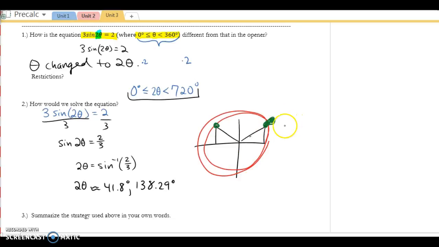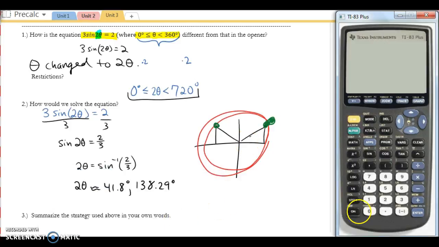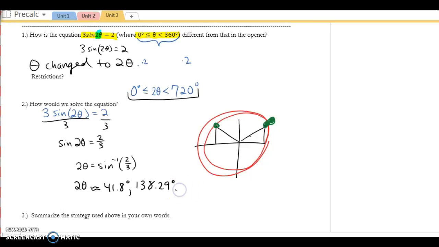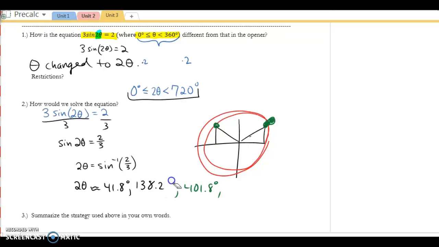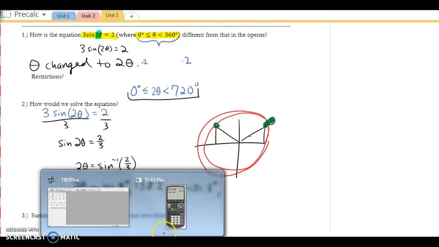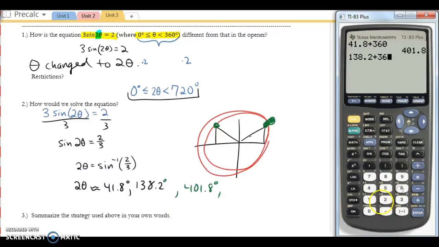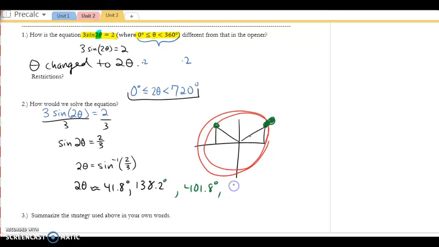These are known as coterminal angles, right? So how do we get from 41.8 to its coterminal angle? All we have to do is add 360. 41.8 plus 360 should be 401.8. And let's do it for the other one, 138.2. Oops, I did that wrong. Just 0.2, not 0.29. Plus 360. And we get 498.2.